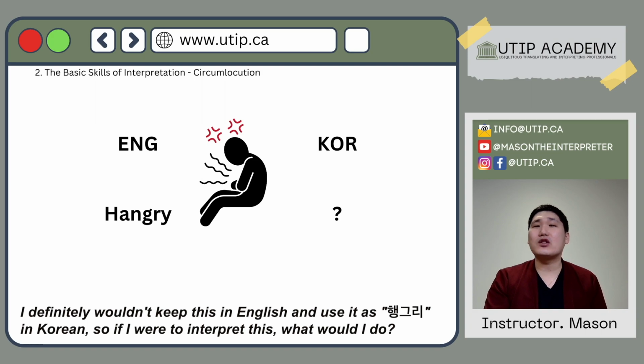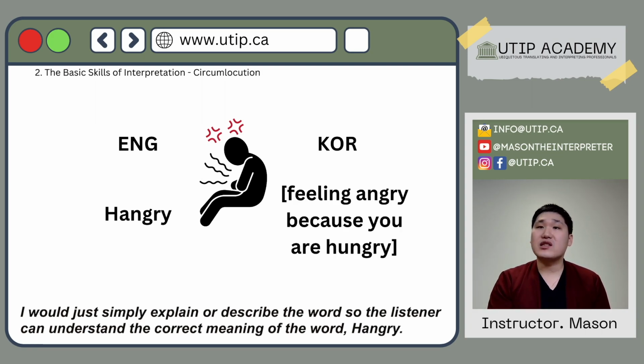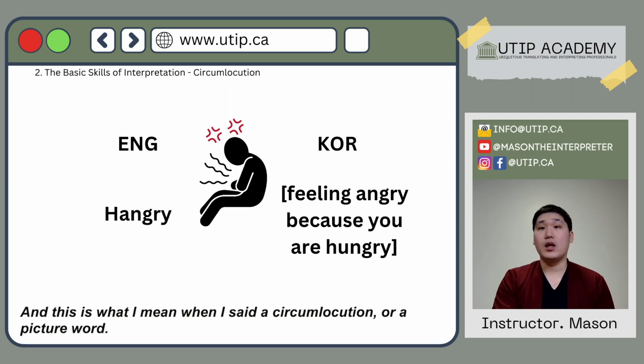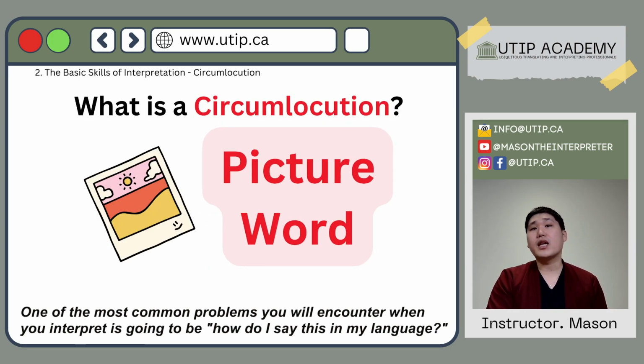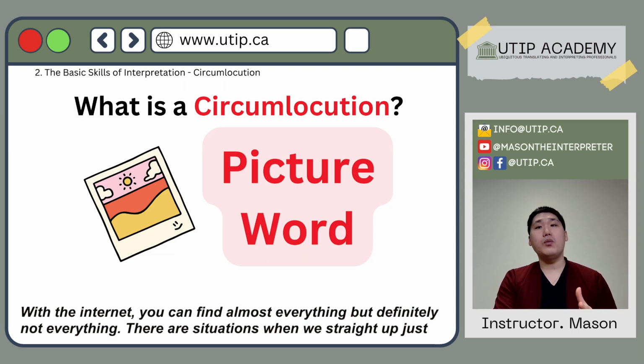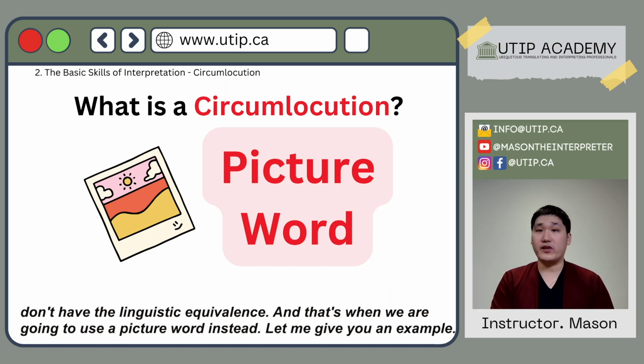So if I were to interpret this, what would I do? I would just simply explain or describe the word so that listeners can understand the correct meaning of the word, hangry. And this is what I mean when I said it's circumlocution or a picture word. One of the most common problems you will encounter when you interpret is going to be, how do I say this in my language? With the internet, you can find almost everything, but definitely not everything. There are situations when we straight up just don't have the linguistic equivalence. And that's when we are going to use a picture word instead.